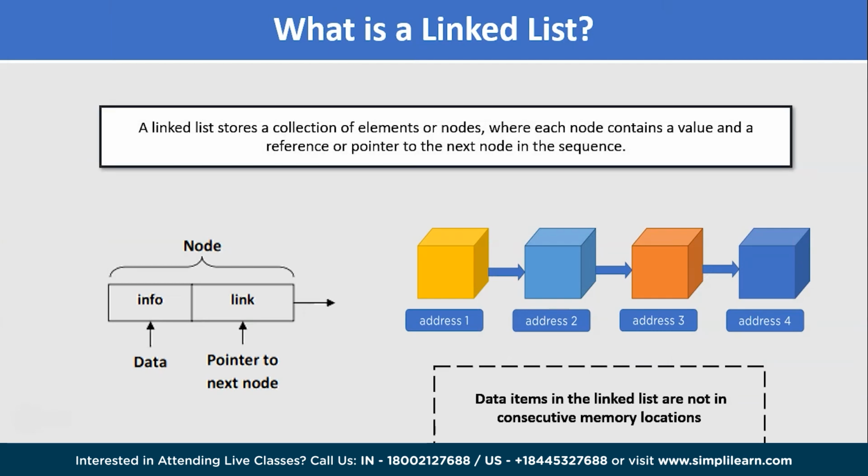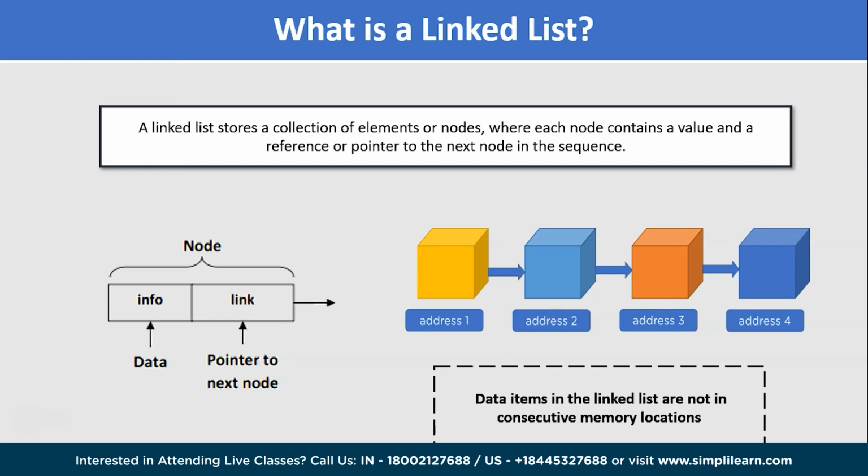So firstly, what is a linked list? A linked list is a data structure that is used to store a sequence of elements such as integers or objects. In a linked list, each element is called a node and is linked to the next node in the sequence, where each node contains a value and a reference or pointer to the next node in the sequence. You can see the diagram here. Each node in a linked list contains two things: the data that it represents and a pointer to the next node in the sequence, that is, it stores the address of the next node.